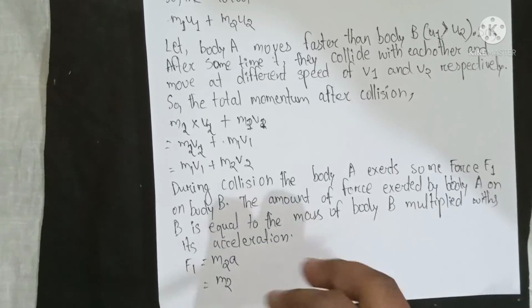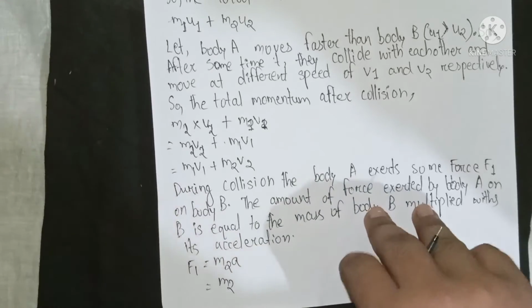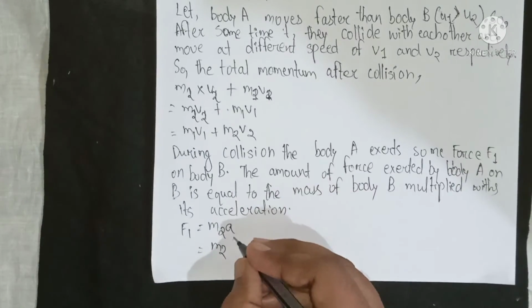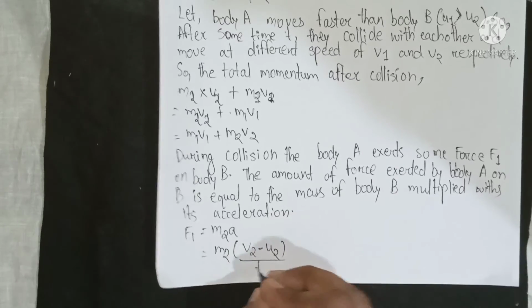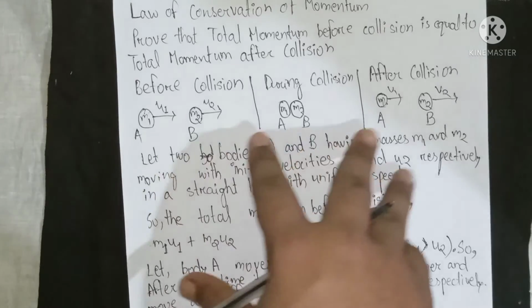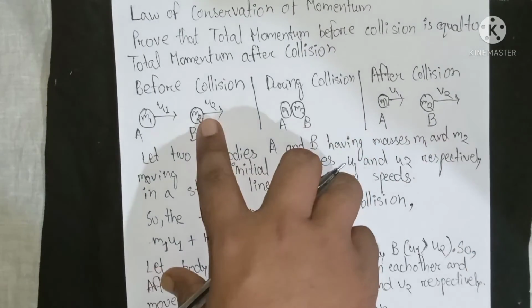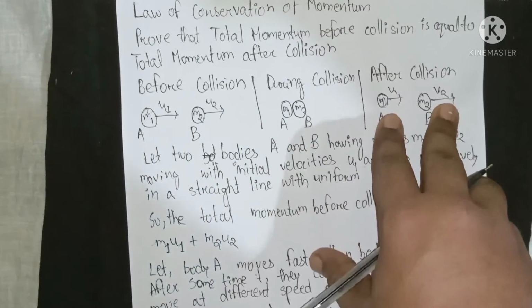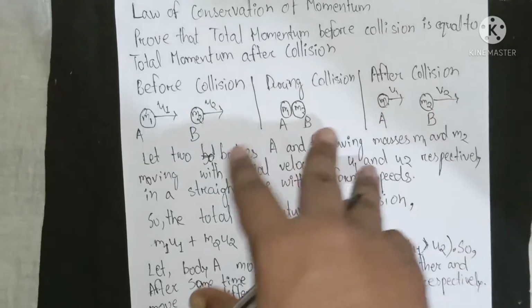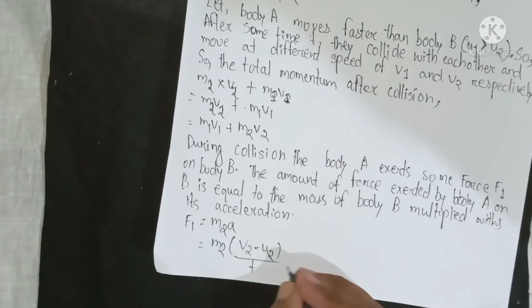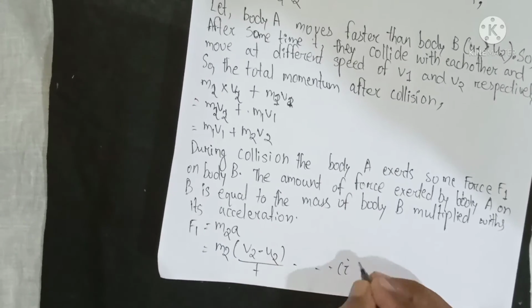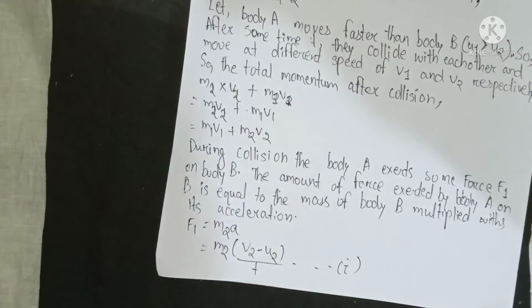We can write acceleration as (v minus u) by t. Here we are writing (v2 minus u2) by t, because we are talking about the velocities of body B. So here we have u2 and here we have v2. So acceleration is equal to final velocity minus initial velocity, (v2 minus u2) by t, and you will get equation I. So taking the next paper, this paper is over.